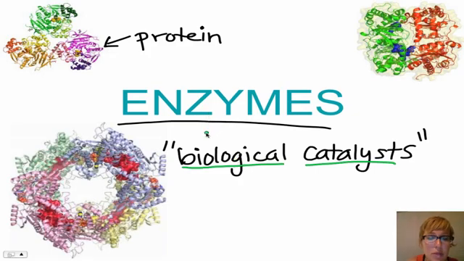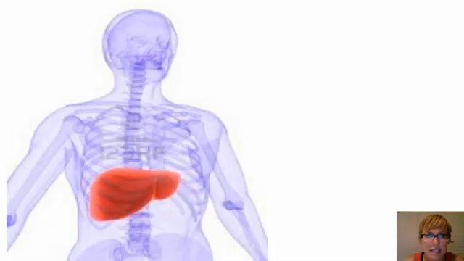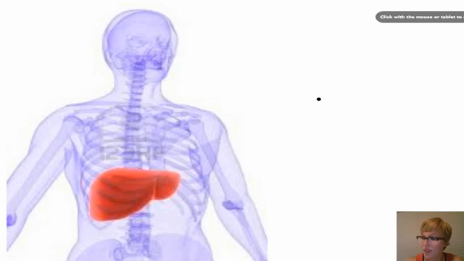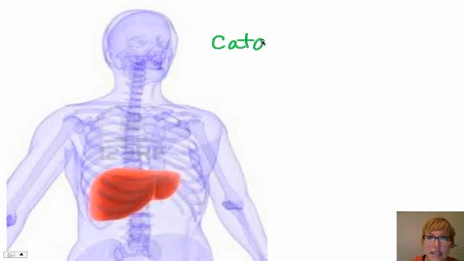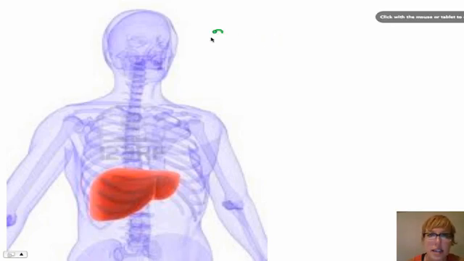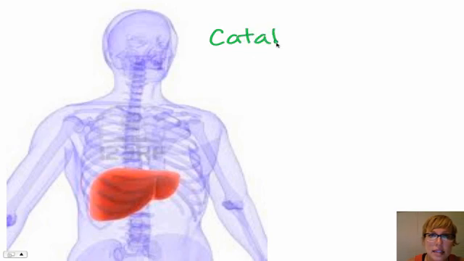Enzymes are incredibly crucial to life and to the function of living things, and we're going to dive into that right now. So here is a picture of a human, and there is an enzyme found in pretty much all living things, found in fungi, plants, animals, bacteria, and it's an enzyme called catalase. Let me spell that correctly for you here. Catalase.